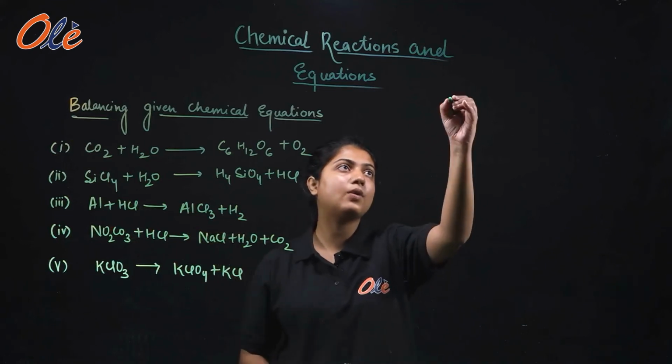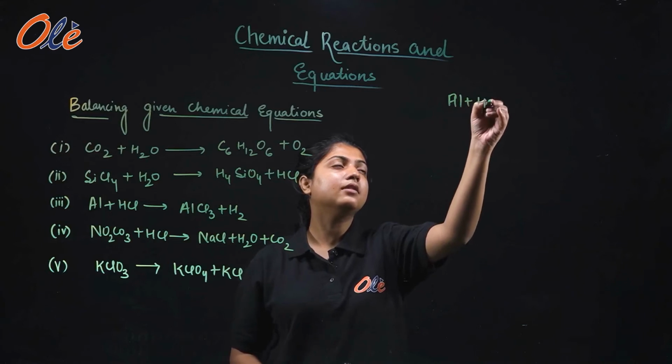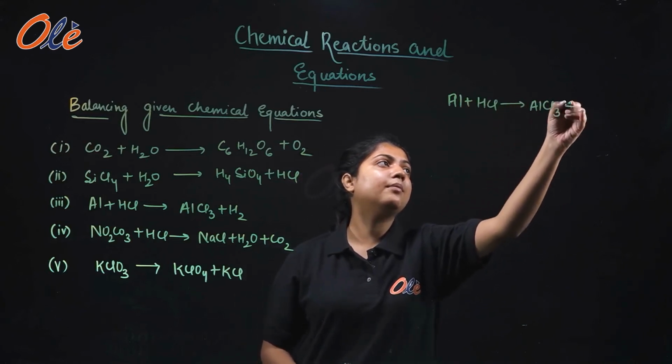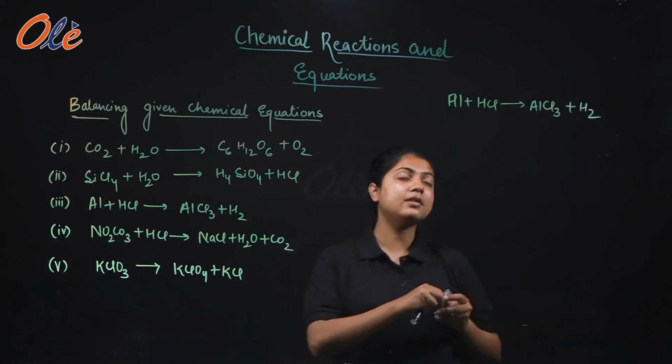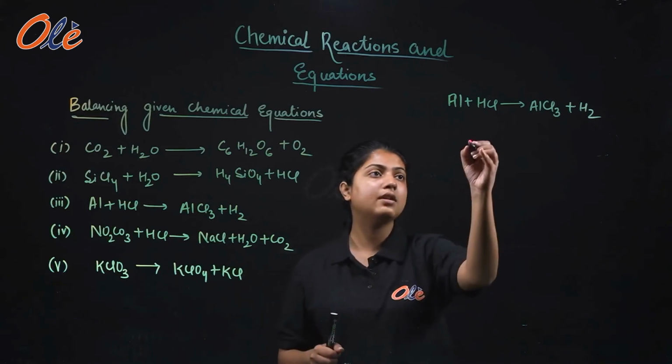Let us write it once here. Al plus HCl gives out AlCl3 plus H2, right? We have to balance this given chemical equation. Again we will balance in the similar way.